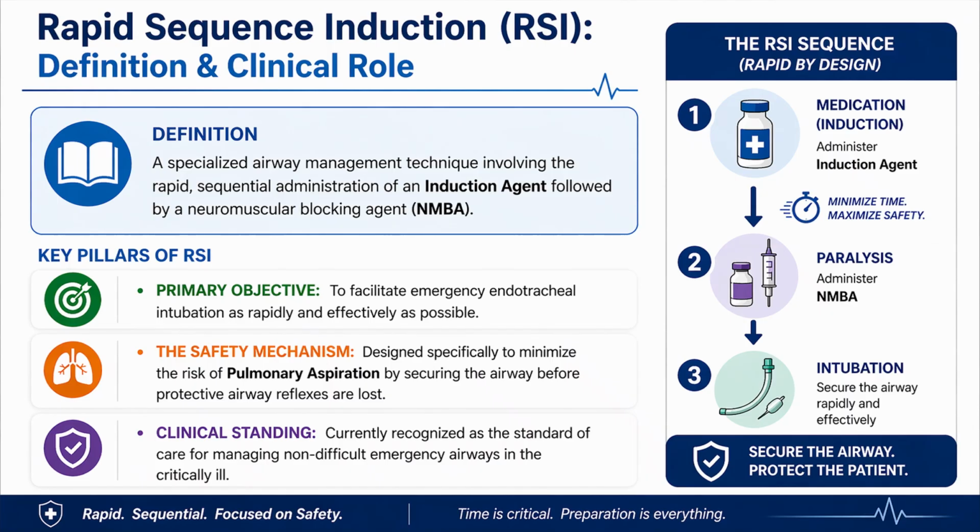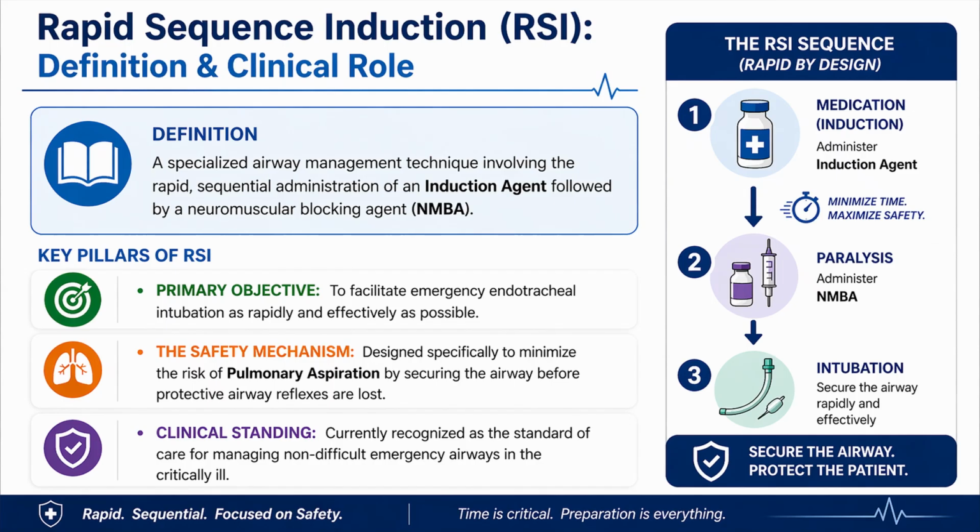So, what is RSI? RSI is a specialized airway management technique which involves rapid administration of an induction agent followed immediately by a neuromuscular blocking drug to facilitate endotracheal intubation. The purpose is to achieve fast airway control while minimizing aspiration risk, reducing hypoxia time during airway securing attempts, and increasing the chances of first pass intubation.